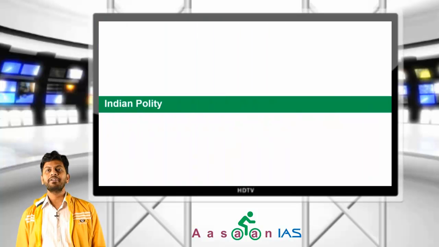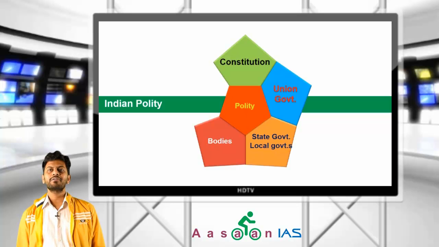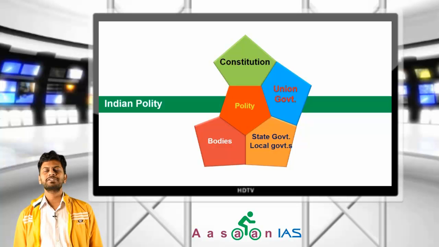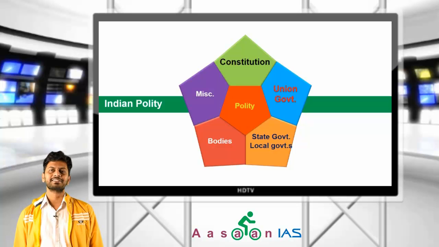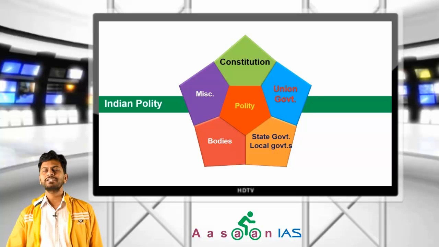You know that I have divided Indian polity into 5 parts: Constitution, union government, state and local governments, constitutional and non-constitutional bodies, and miscellaneous concepts. Friends, this is my personal division. If you do not know about this, please watch the video, The Syllabus of Indian Polity. Now I am taking the second part, that is union government.